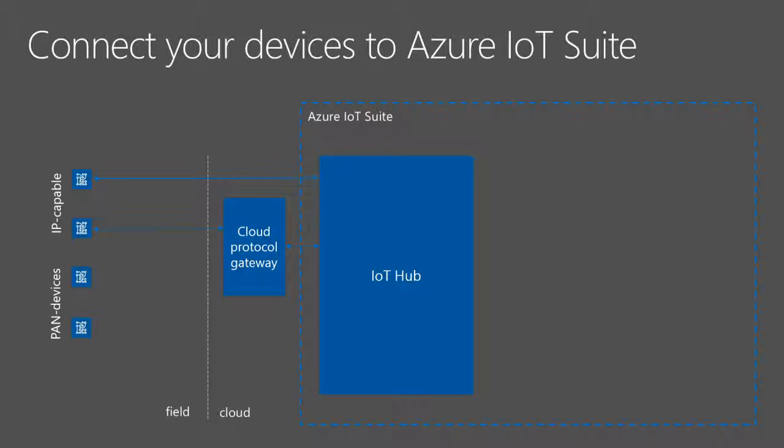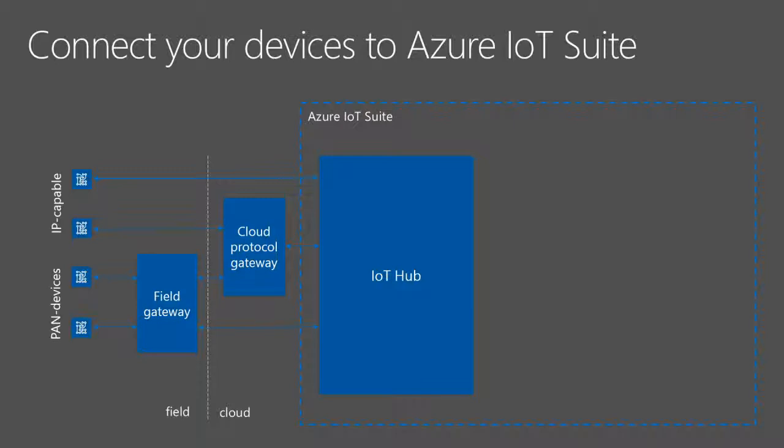For IP-capable devices, you can connect them directly to your cloud. We will see how inside of Azure IoT Suite, we suggest to use the IoT Hub component to do that. That has many advantages that we're going to talk about today. You can also go through what we call a cloud protocol gateway, which can be custom or can be derived from an extensible gateway that we provide. And that is usually used for protocol translation, custom authentication schemes, brownfield scenarios, those kinds of situations.